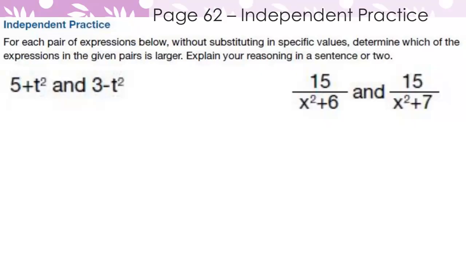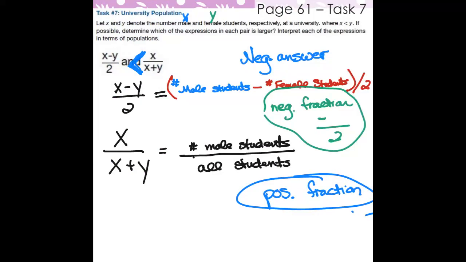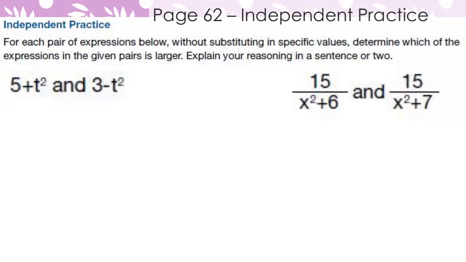Okay, I want you to work with a partner or a small group. Now, if you really want to do it alone, you can, but I think 2 or 3 heads working together are better than one. I'm going to give you no more than 5 minutes. Which of these is larger in each case? And then explain your reasoning in a sentence or two. And I'm going to be walking around. I might be asking you some questions.